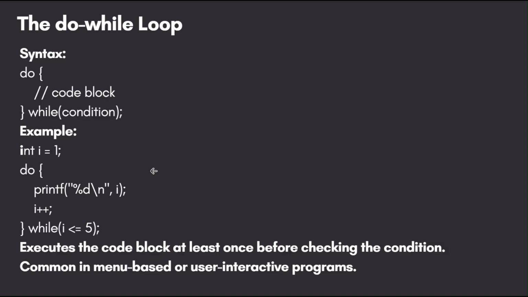The condition i less than or equal to 5 is checked after the code inside the loop has executed. The print statement prints the current value of i followed by the new line. Increment i++ increments i by 1 after printing, and the code gives the output of 1, 2, 3, 4, 5.